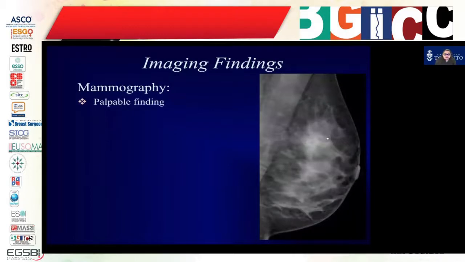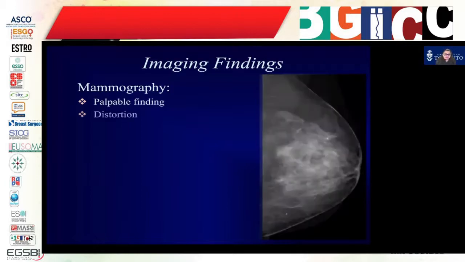So on mammography, it may be presenting as a palpable finding. Here you can see a density, a partially obscured kind of distortion, mass in the upper quadrant, no calcifications. Here again, you can see distortion in the lateral breast, very subtle, but you see it. And that's why it's important to assess carefully.